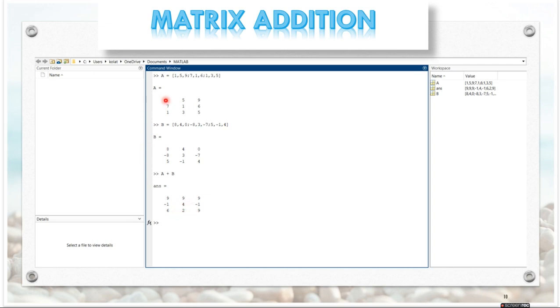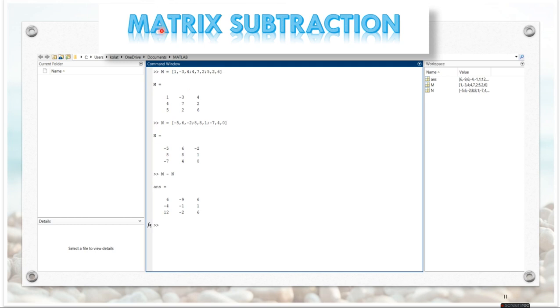Now see, addition of two matrices means we are going to add the corresponding elements, that is a11 of A with a11 of B. That is, here 1 plus 8 gives 9, 5 plus 4 gives 9, and 9 plus 0 gives 9. Similarly, if we add all the corresponding elements of the two matrices, we will be able to get A plus B. And next, I'm going to show matrix subtraction.